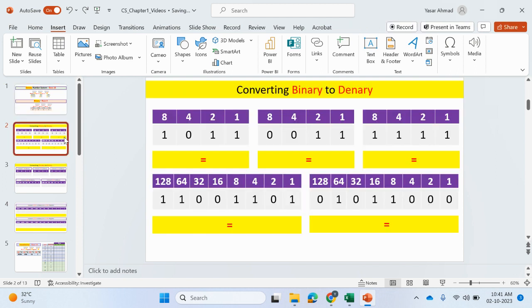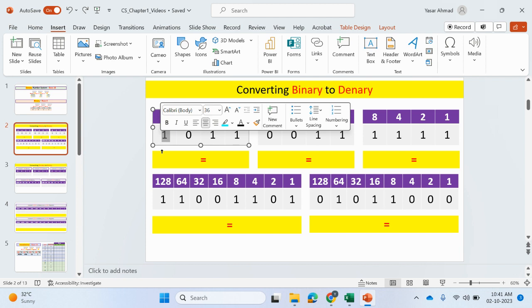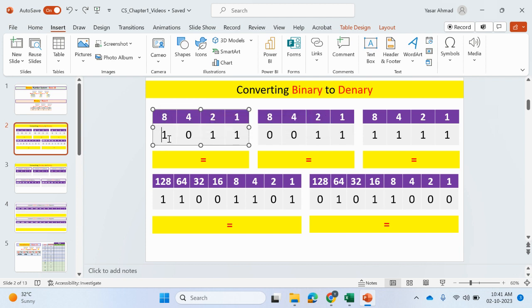The first task we have here is to convert binary to denary. We have a 4-bit register, and we also have 8-bit registers as well. We're only going to add when we see a 1. Remember, binary is only represented by a 1 or a 0, so when we see a 1, we're going to add.